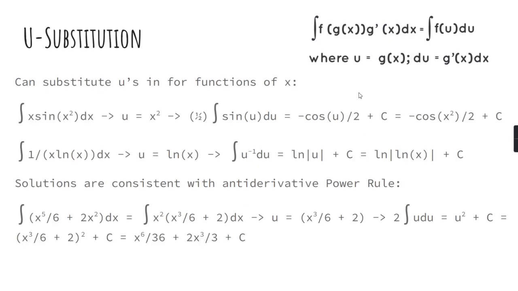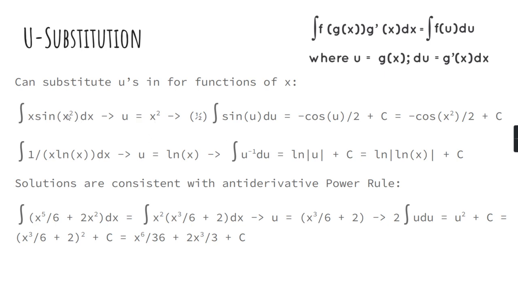So the next thing, which is very, very important, especially for Calc AB, is U-Substitution. So this is basically simplifying a more complex function when you're integrating into like a form where you can use the antiderivative power rule. You just make a substitution for a function, and then you can use the power rule for it.